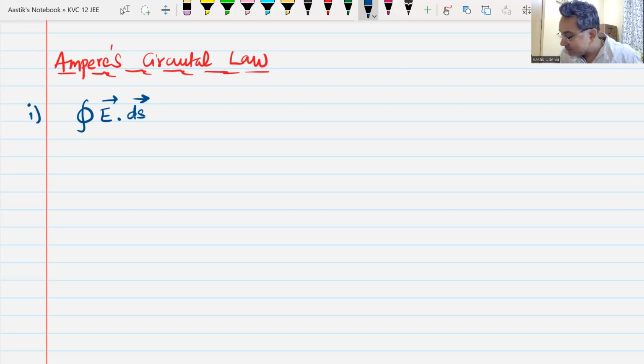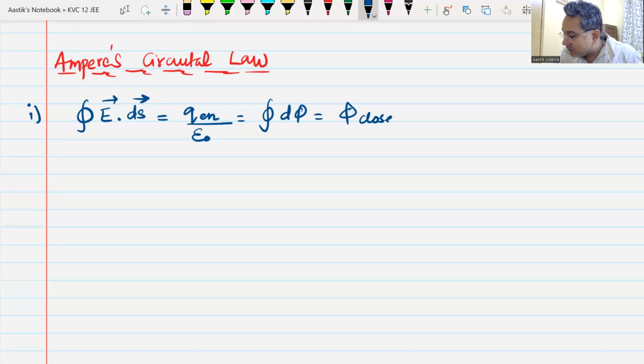We did it some time back. The surface integral of electric field over a closed surface, and what was it equal to? Q by epsilon naught. Q enclosed divided by epsilon naught. Absolutely correct. That was nothing but the integral of d phi, which is nothing but phi, the electric flux through a closed surface.